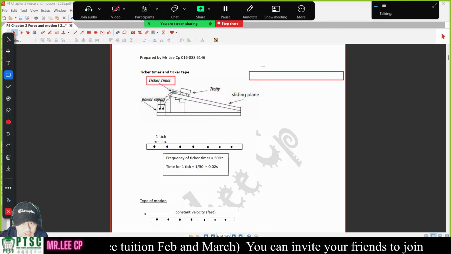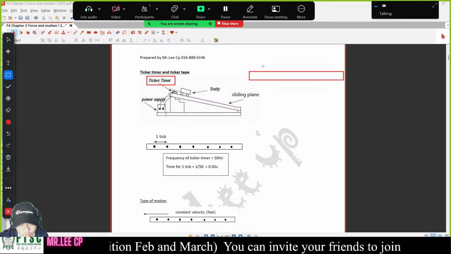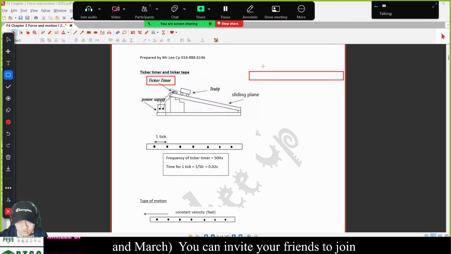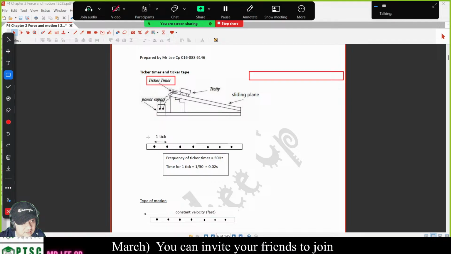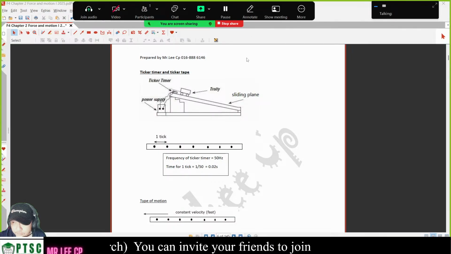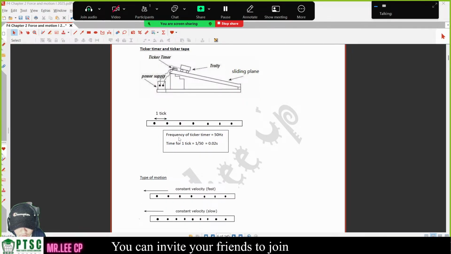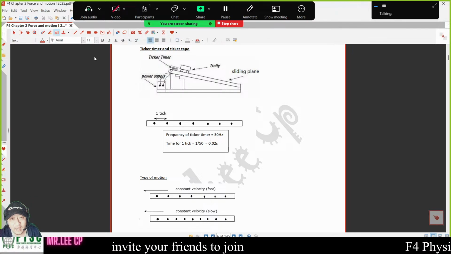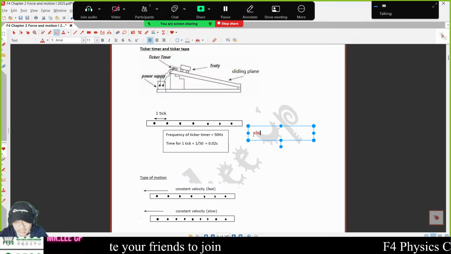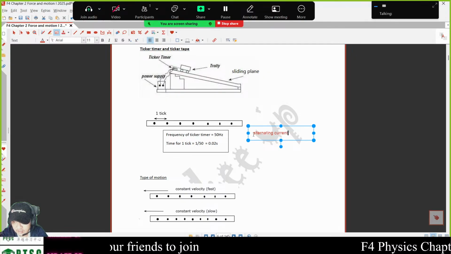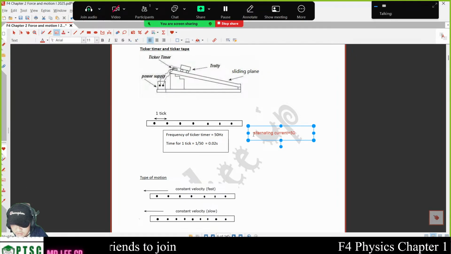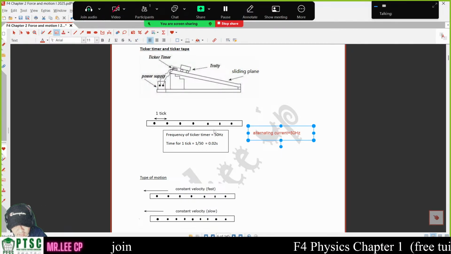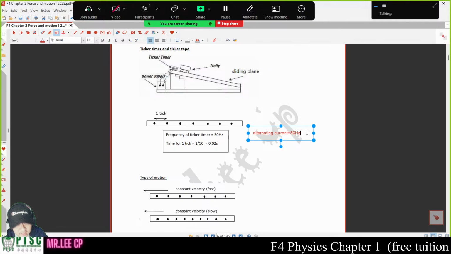What is the use? To record the motion, to record the time, to record the velocities, all this. To check how fast do you move, how far do you move, all this information. So now, first of all, what you need to know is the frequency of the ticker timer is 50 hertz. Why is it 50 hertz? Because it is using alternating current. Alternating current is 50 hertz. So the frequency of the ticker timer will be 50 hertz.